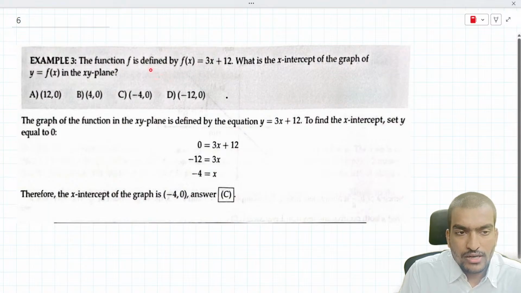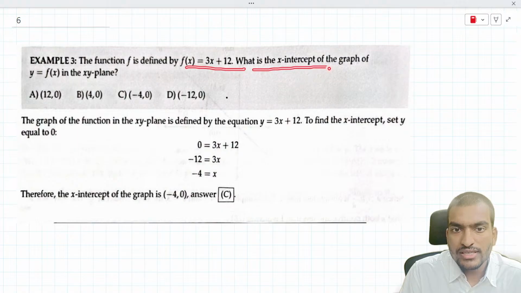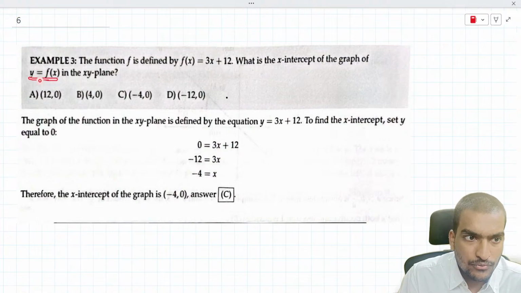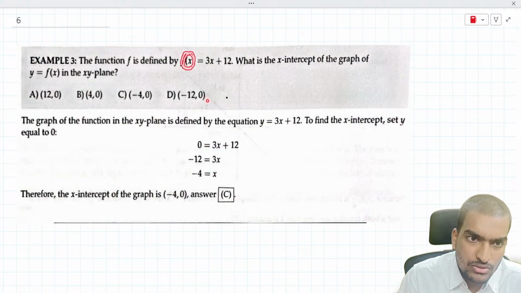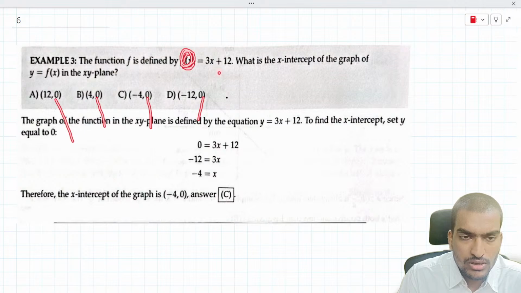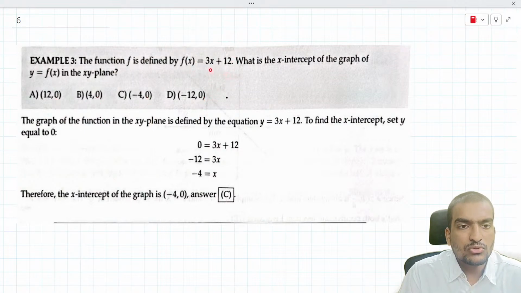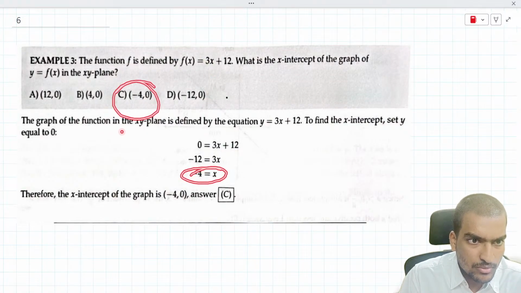Now the function f is defined by f of x equals 3x plus 12. What is the x-intercept of the graph of y equals f of x in the xy plane? So they are asking us for the x-intercept. X-intercept means y value is 0. You can see in the options the y values are all 0. Y equals 0. What is the x value? So you just have to move this to the left-hand side. So negative 12 by 3, negative 4 is the answer. So (negative 4, 0) is the answer.